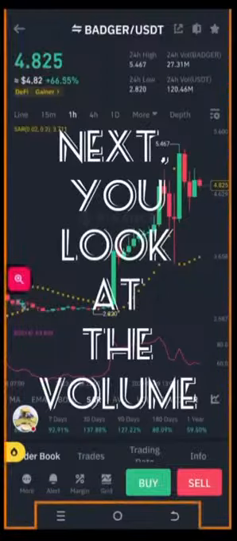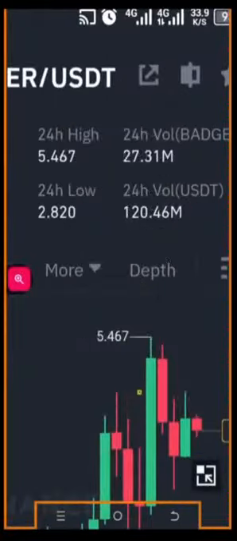You look at the volume. Look at the 24-hour high, where did it go to, what was the max place it went to in the last 24 hours, right? Then you look at the low, right? But we're more concerned about the high because whatever we're doing, if it hit that place, it should be able to hit it or at least somewhere close to it, okay?